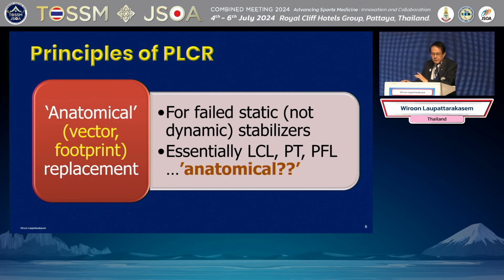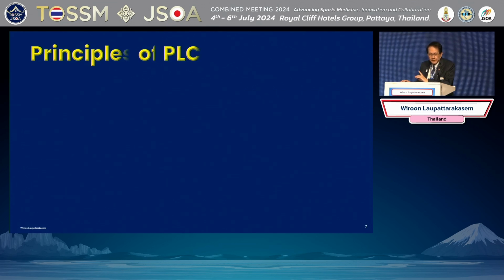For the principle of PLC reconstruction, the aim is to replace the vector and the footprint, and it is claimed to be anatomical. But whether it is really anatomical or not, we'll discuss. These are to replace the failed static stabilizers, not the dynamic stabilizer, which is the popliteus muscle. Essentially, these are the LCL, popliteus tendon, and popliteofibular ligament.